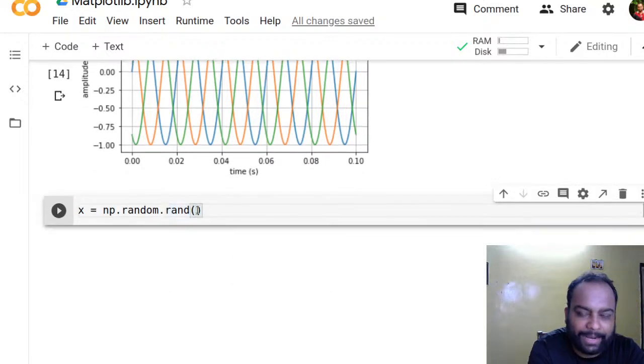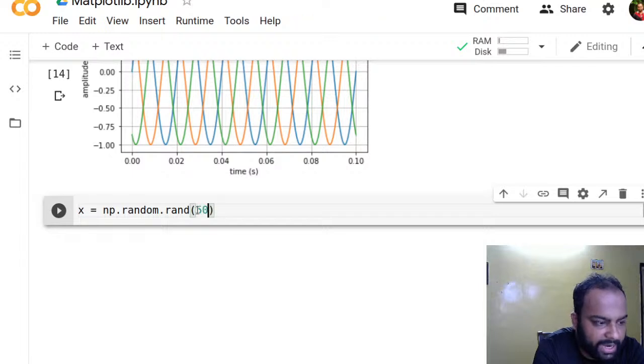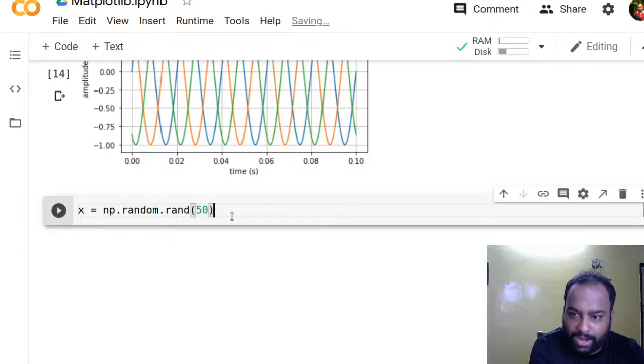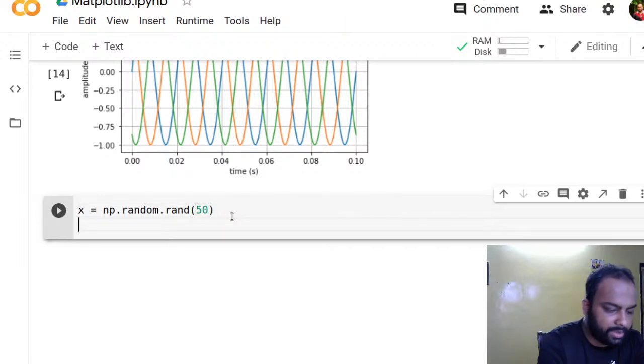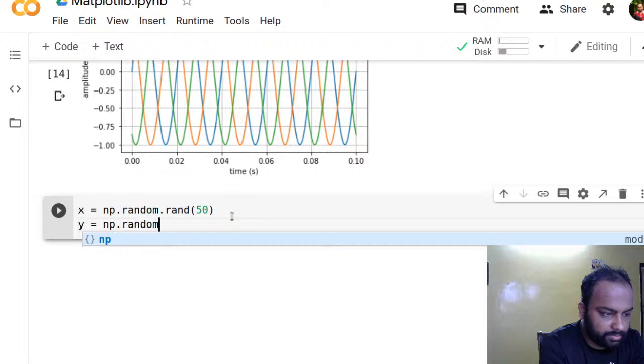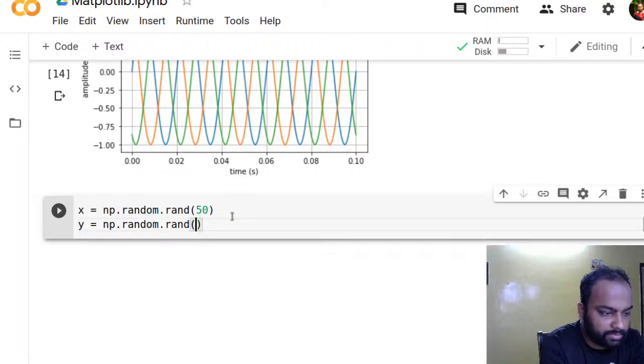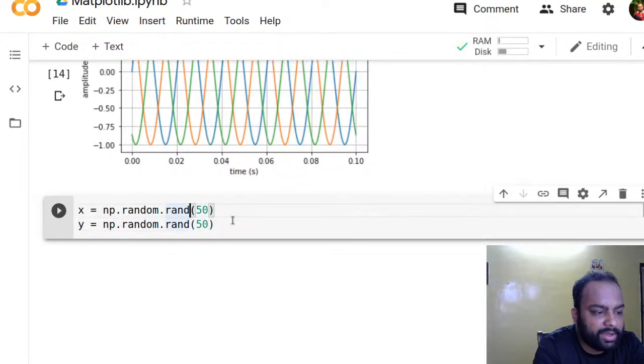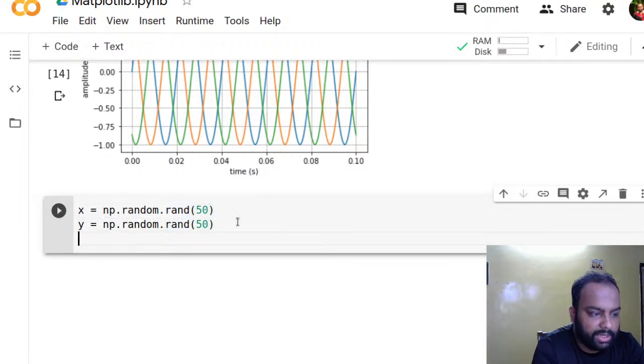So now let's create random numbers. Let me create 50 random numbers. This is going to give me 50 random numbers, again drawn from a uniform distribution between 0 and 1. We talked about this. Let's create another set of random numbers. So that's another 50 random numbers. Fantastic. Now let's plot them.